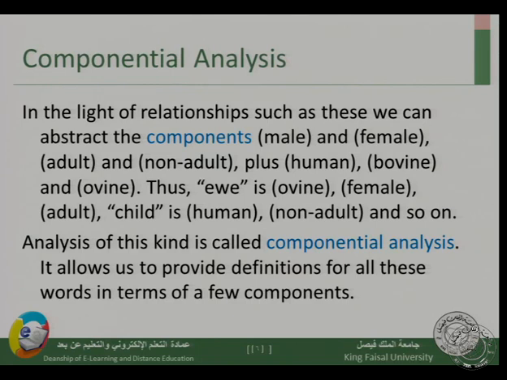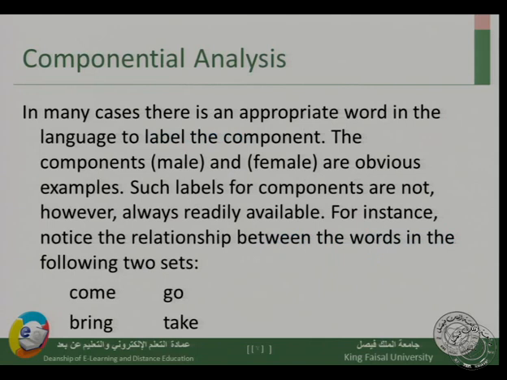And we can keep on going with these labels that we have abstracted. As I said, we call these labels components. So this kind of analysis is what we call componential analysis. What does it do for us? What does it serve us? It allows us to provide definitions for all these words, like the ones we talked about in the previous slide, in terms of a few components, like male, like female, like human, like bovine, like ovine, and so on.